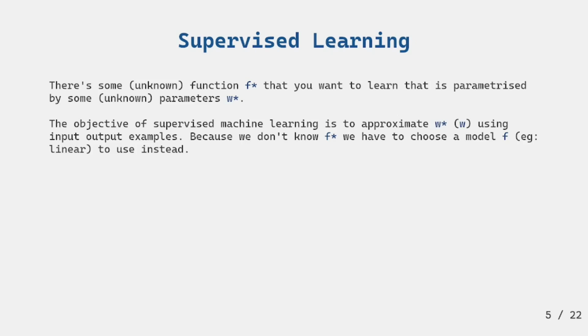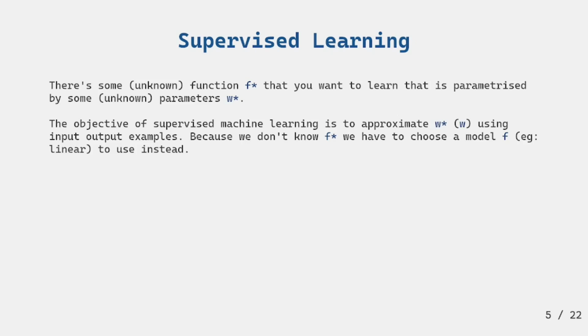Now, we're going to take a little bit of a sideline to supervised learning, and we're going to see how we can develop an idea of estimators and bias and variance from that. So if we have this unknown function, f star, it's what we're trying to learn, and it is parameterized by some unknown parameters, w star. Our goal in supervised learning is to approximate w star using some input and output examples we've been given. And because we don't know f star, we've also got to choose a model f, for example, linear regression or whatever, to use instead.